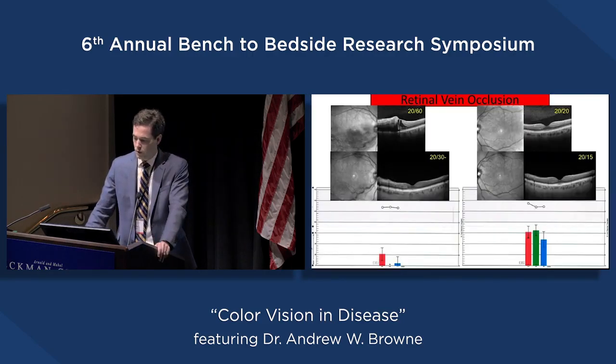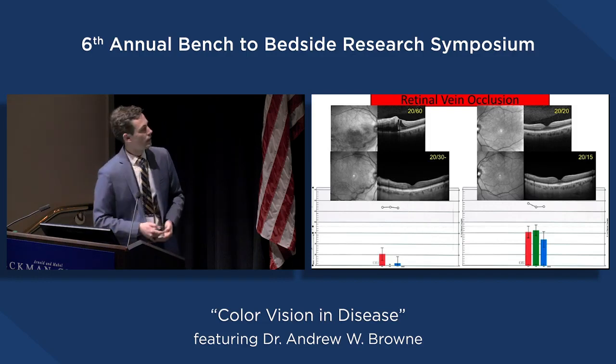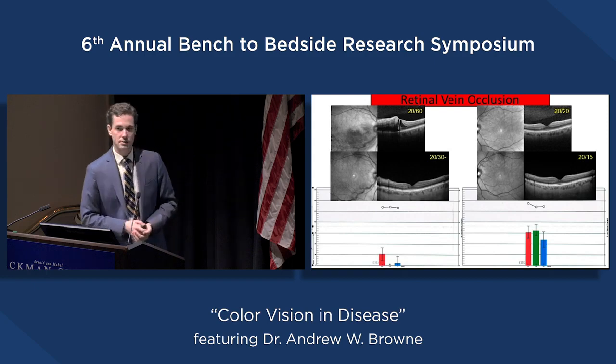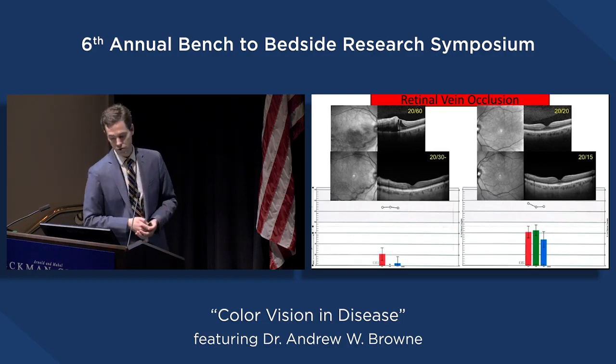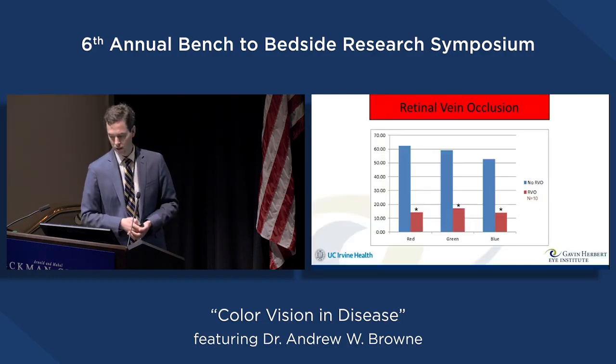Here's a patient of mine, 20/60 when they presented, 20/20 in the other eye. And after treatment, normalizing the anatomy as much as possible, they got to 20/30, and the other eye remained 20/15 or so. And so the question was, how much color vision sensitivity did they have? Despite being 20/30, they had very low color vision sensitivity, whereas their other eye was a little bit closer to normal.